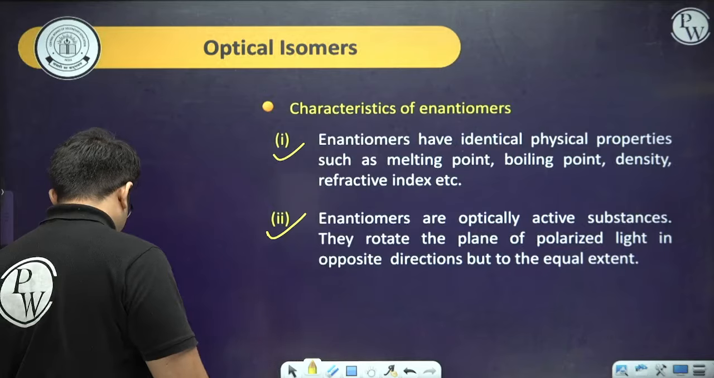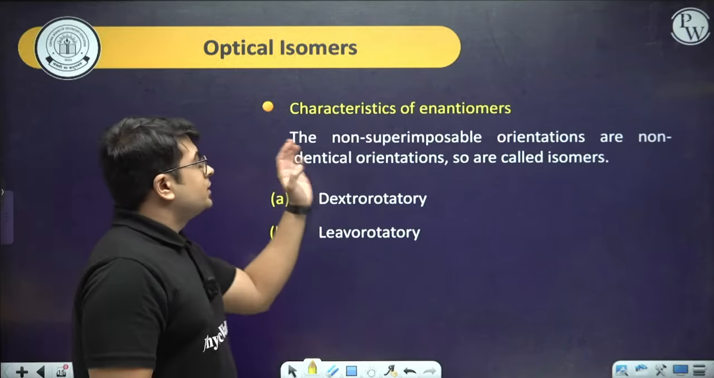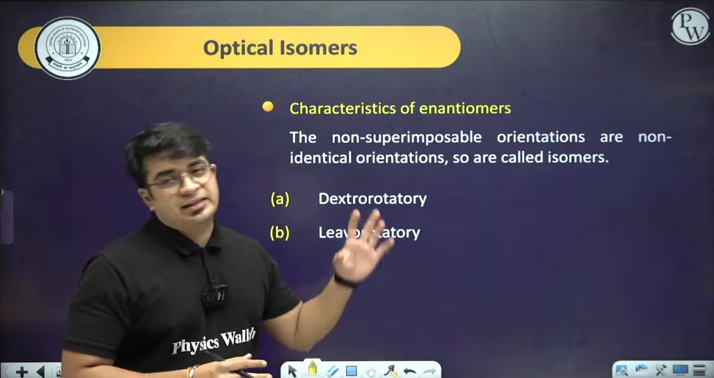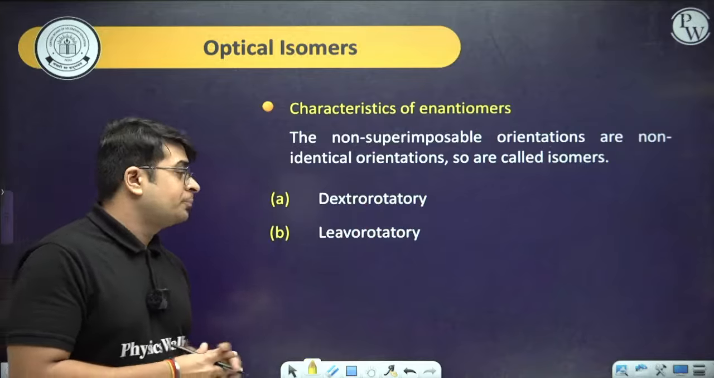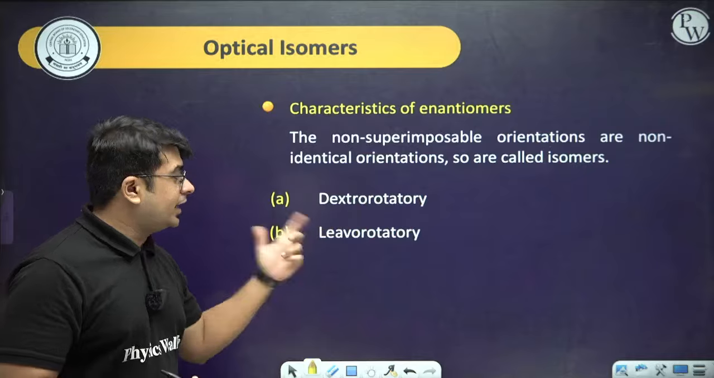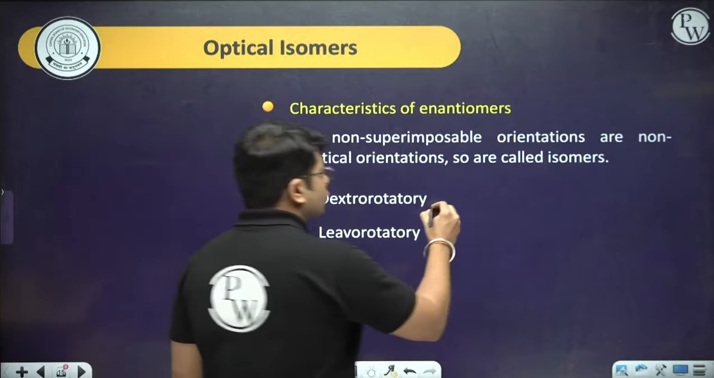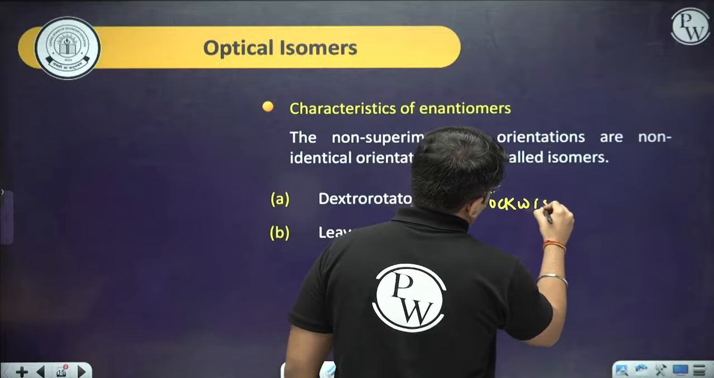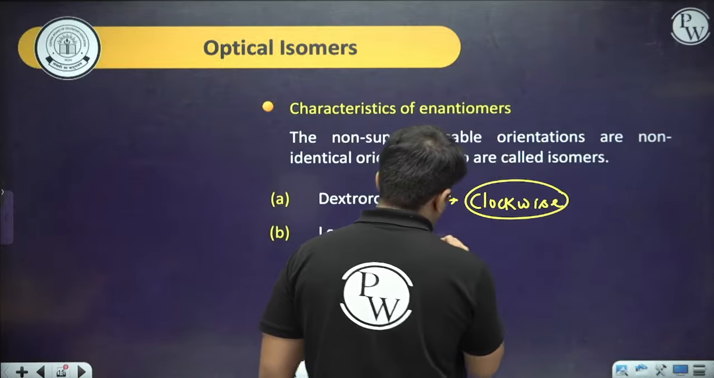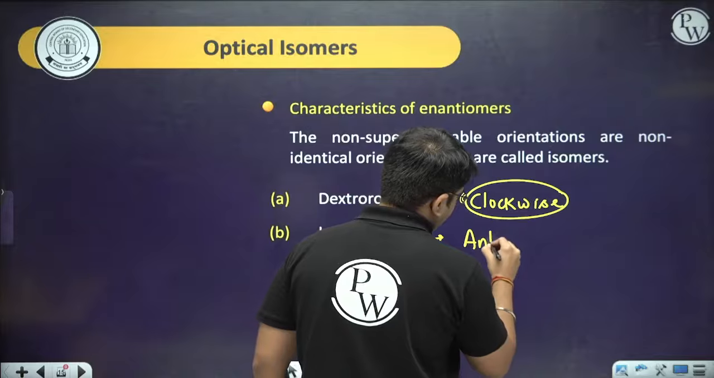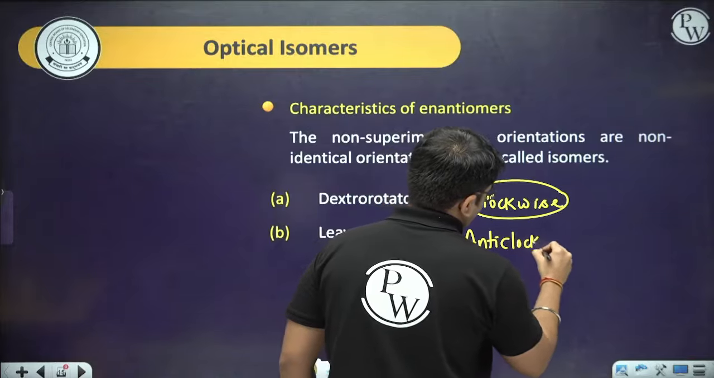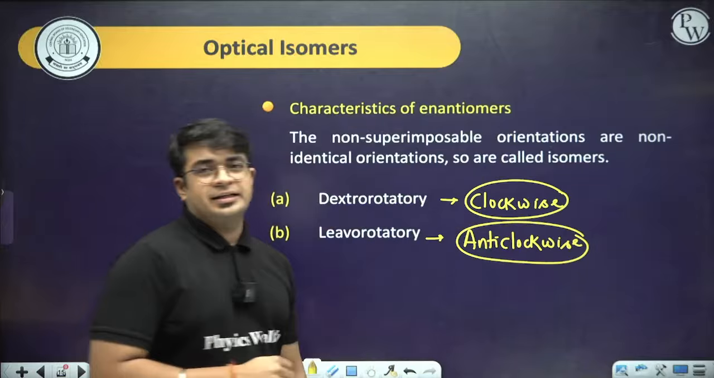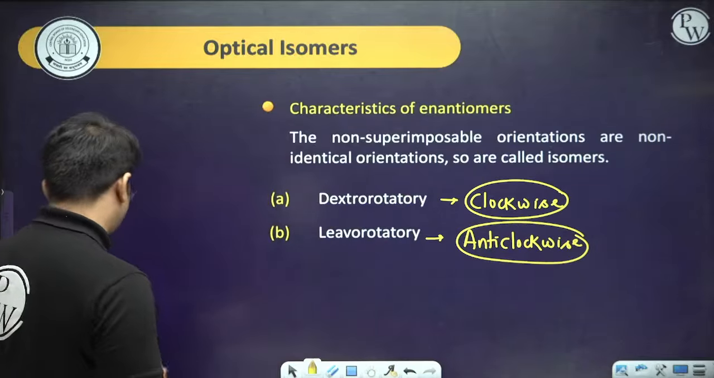Now, the next part is that the non-superimposable orientations are non-identical orientations, and that's why they are known as isomers. So one part will be dextrorotatory and the next part will be levorotatory. This part is a clockwise rotation, but this part will be an anti-clockwise rotation. I hope this entire part is clear.